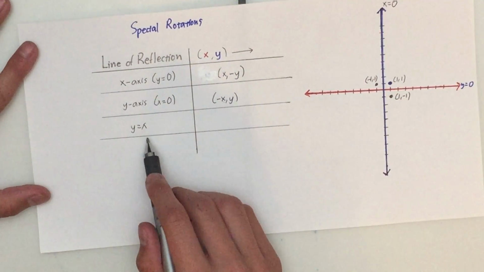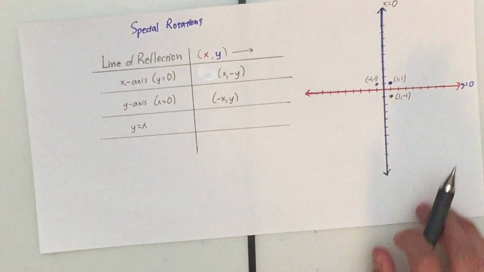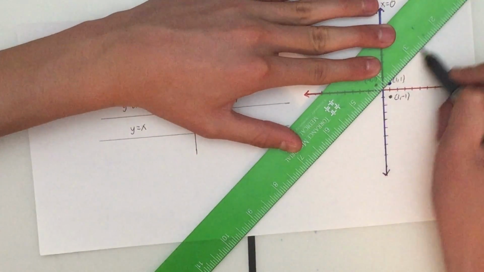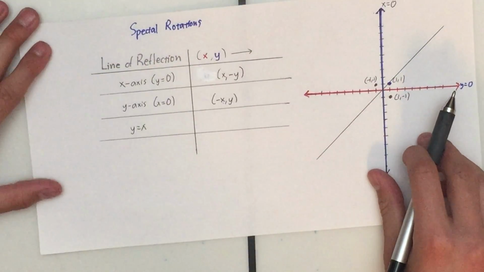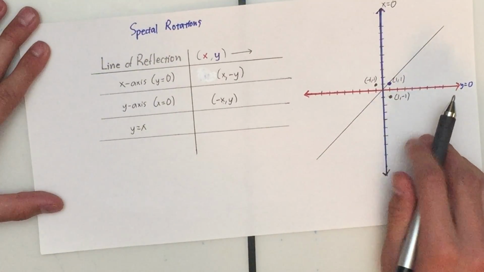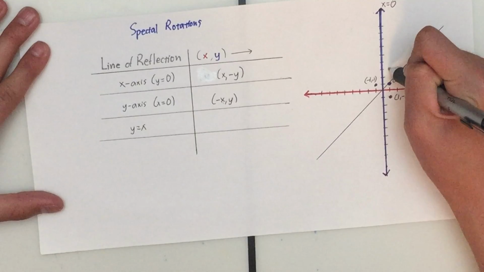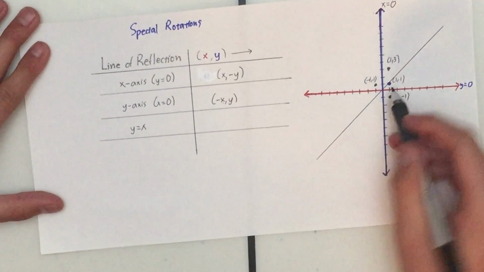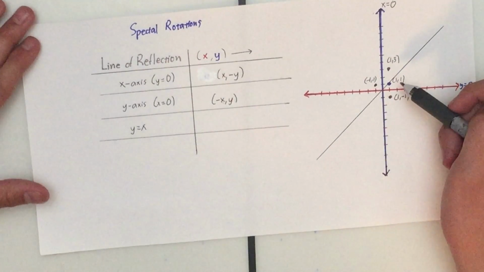And y equals x is our last line of reflection. The line y equals x would look something like this. So let's choose another point. Let's say we have (1, 3), and we want to reflect that across the line y equals x.